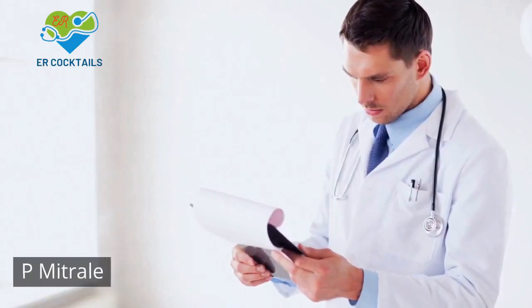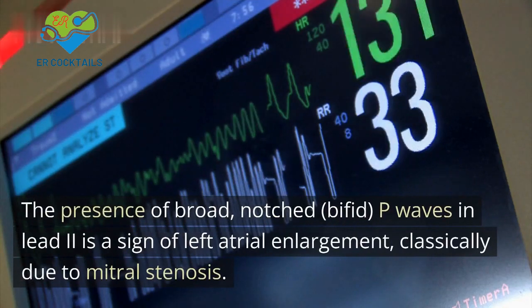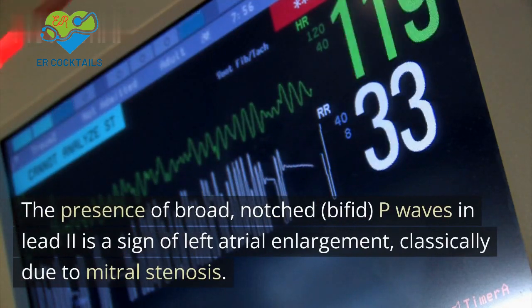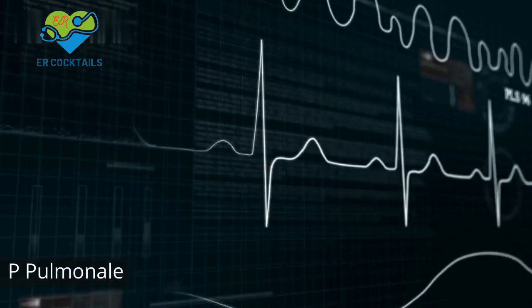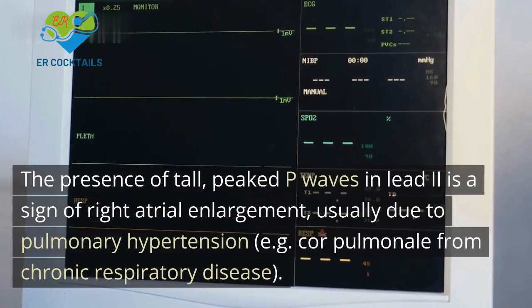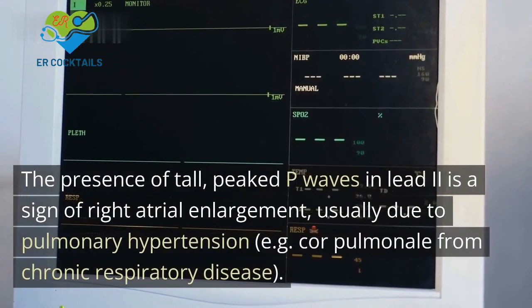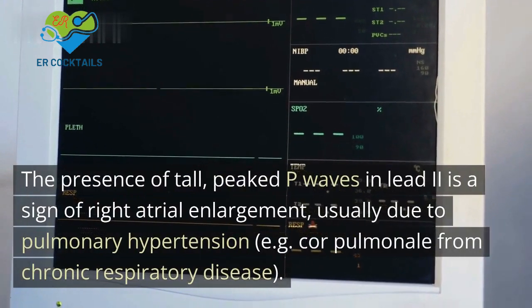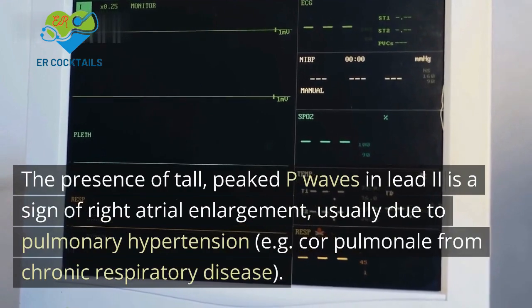P mitrale. The presence of broad, notched, bifid P waves in lead 2 is a sign of left atrial enlargement, classically due to mitral stenosis. P pulmonale. The presence of tall, peaked P waves in lead 2 is a sign of right atrial enlargement, usually due to pulmonary hypertension, e.g. cor pulmonale from chronic respiratory disease.